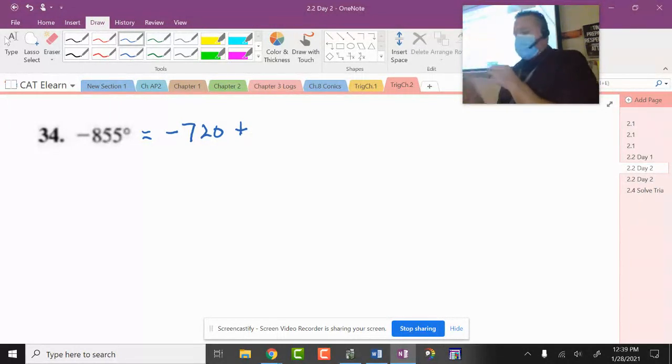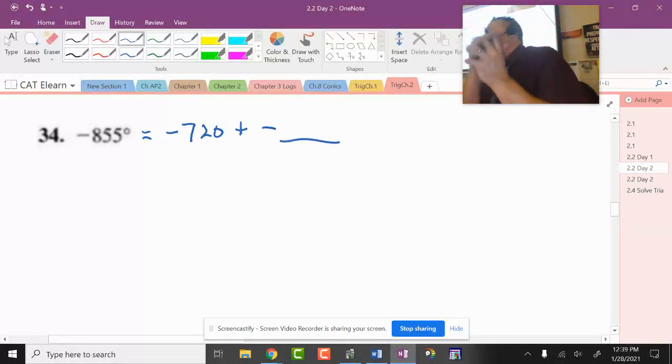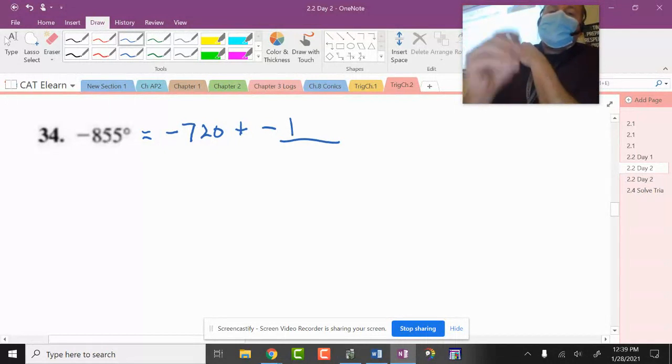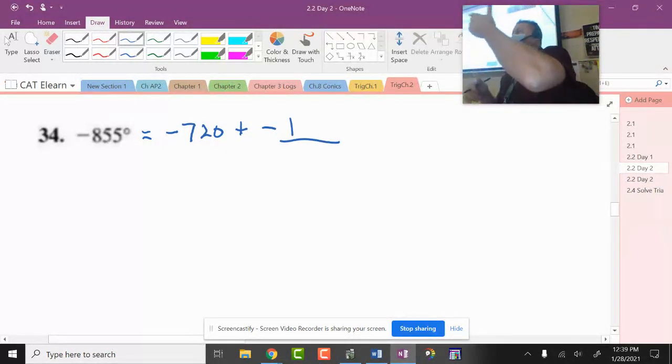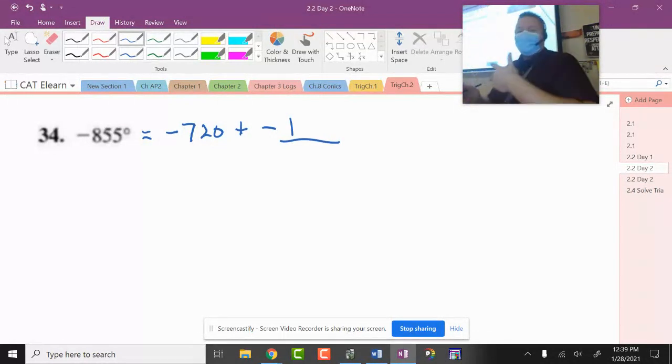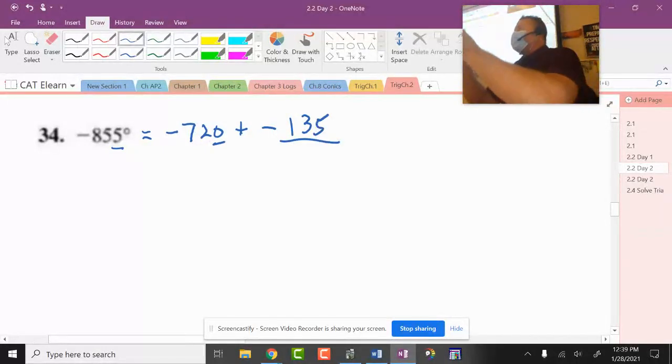Well, it is going to be a 45, but I need the actual number here. Negative 720 plus negative what equals negative 855? So it's at least 100, right? And then how far is 20 from 55? 30, 40, 50. And then there you go. No calculator.